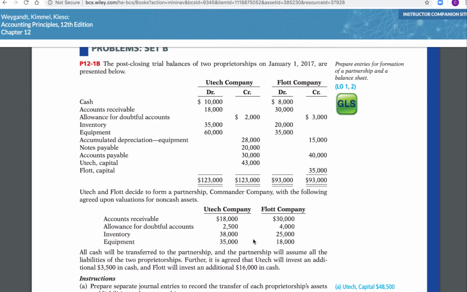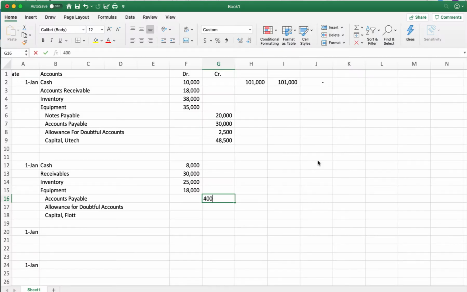Accounts payable. How much accounts payable are they contributing? Well, accounts payable doesn't have a current non-cash value. So we're taking it for what it's worth, right? 40 grand. They tell us from their trial balance that they owe a bunch of suppliers $40,000. We're going to take it for what it's worth.